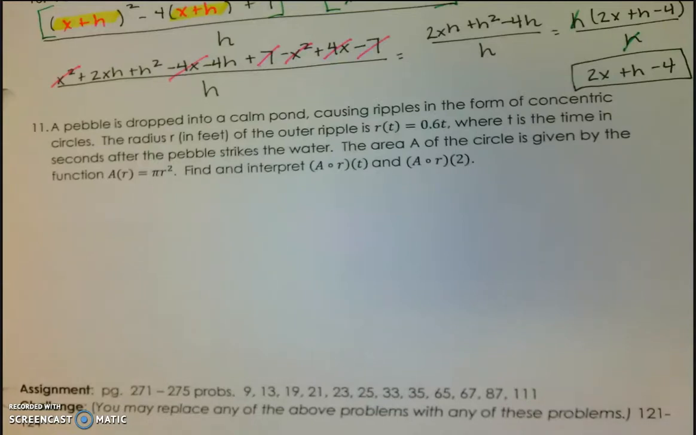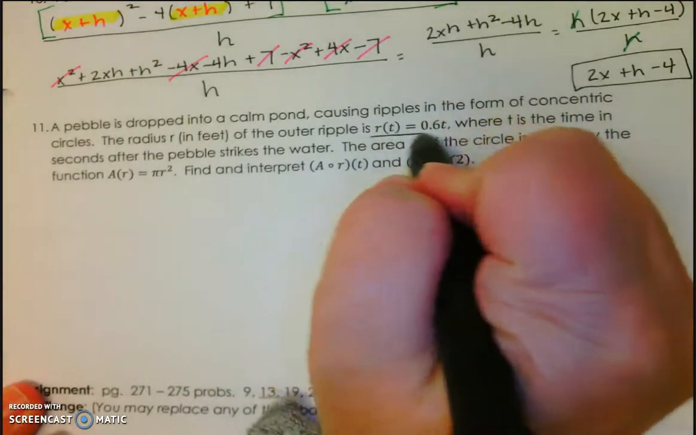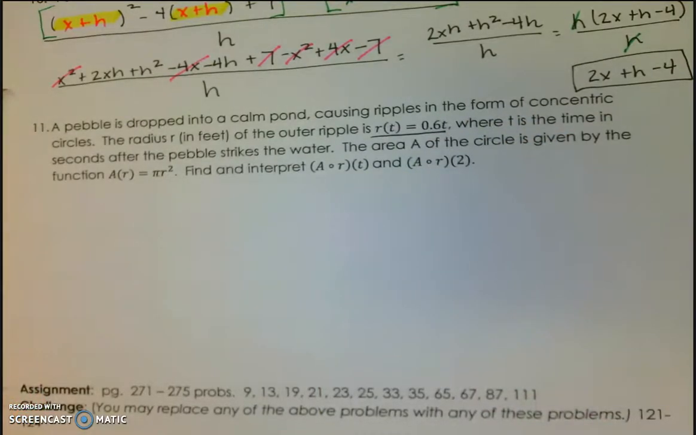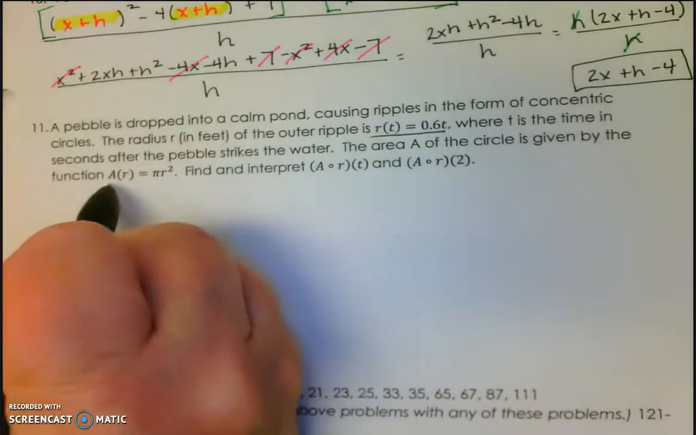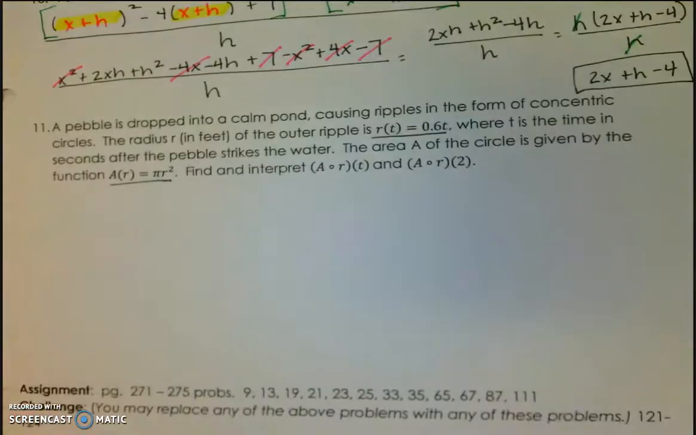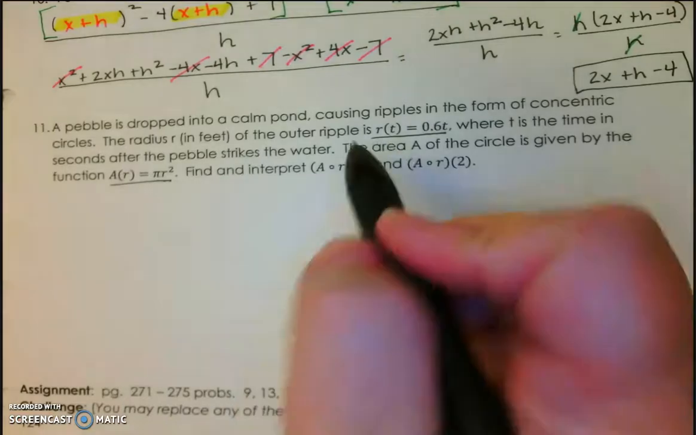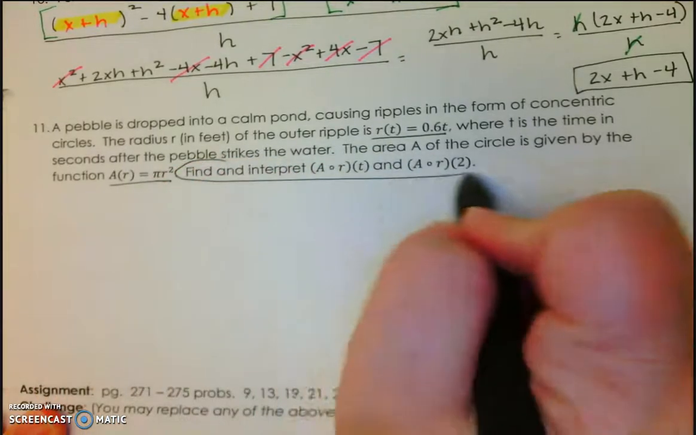All right, so read the problem, underline what's important, and circle the question. A pebble is dropped into a calm pond, causing ripples in the form of concentric circles. The radius in feet of the outer ripple is r of t equals 0.6 t, where t is the time in seconds after the pebble strikes the water. The area A of the circle is given by A of r equals pi r squared. Find and interpret A of r of t and A of r of 2.